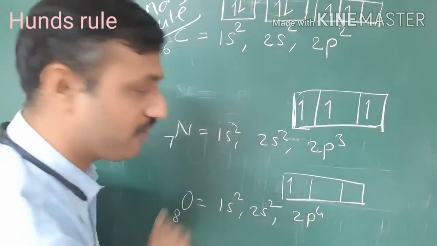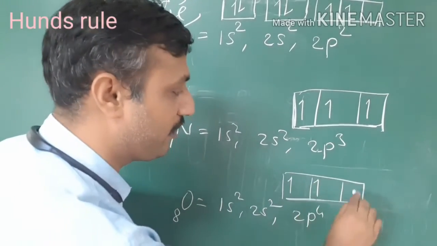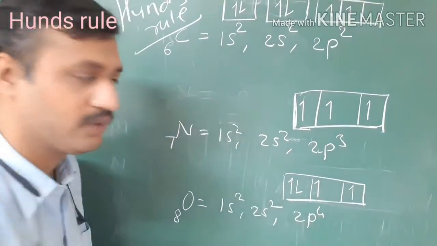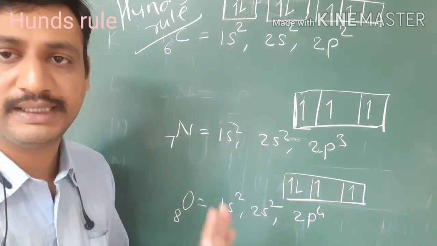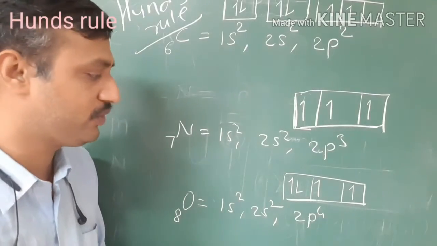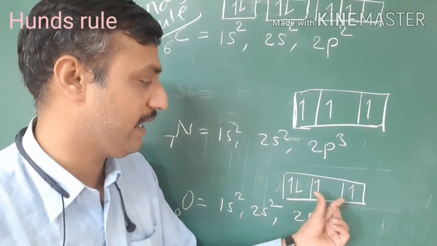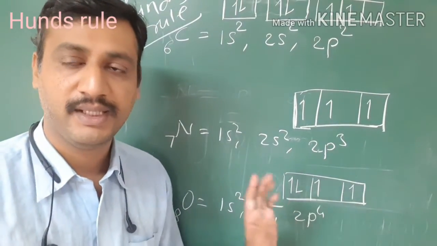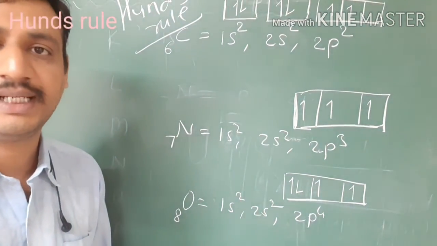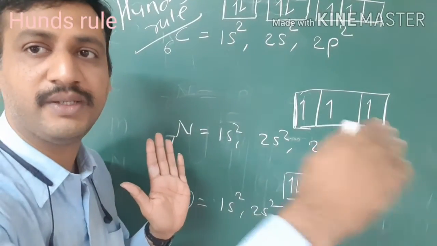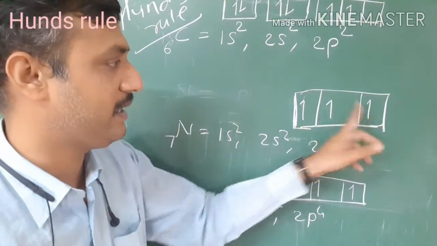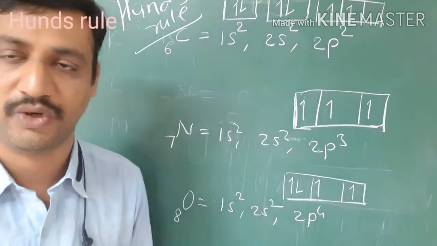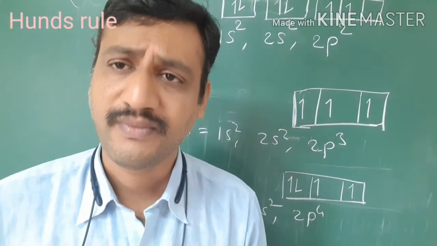First electron in the first orbital, second electron in the second orbital, and third electron in the third orbital, and then the pairing occurs. Okay, so this is about Hund's rule. You should not show that two electrons are in one orbital and another electron is elsewhere. No, it is wrong. In this way the electrons get filled. All the orbitals get filled with parallel spin. We call it parallel spin, and before pairing, if all the orbitals are filled with parallel spin, then the pairing occurs. This is about Hund's rule.